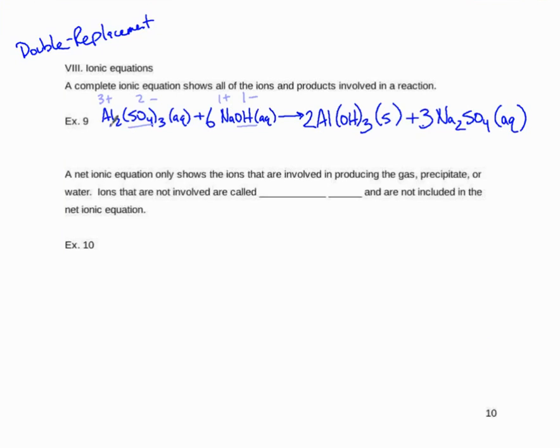2 aluminums, 2 aluminums, 3 sulfates. So we have 2 aluminums and 2 aluminums, 3 sulfates and 3 sulfates in the products, 6 sodiums in the reactants, 6 sodiums in the products, 6 hydroxides, 6 hydroxides. And so this one is balanced.